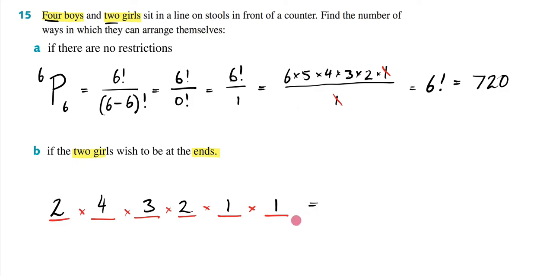And now you're going to answer this. 2 times 4 is 8, times 3 is 24, times 2 is 48. So your answer will be 48. Let me double check this. That is correct, 48. So that is your answer.